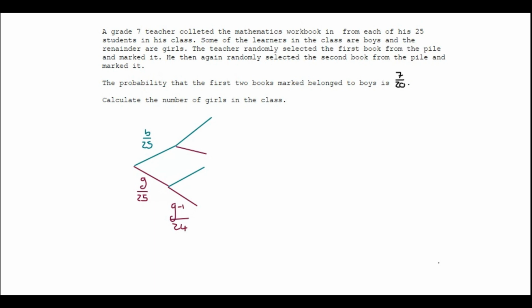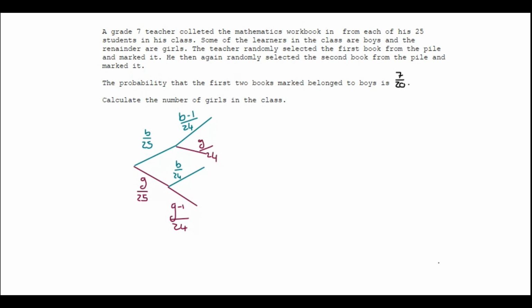If we look at the boy side on this branch, this means he took a girl's book first. So the boys haven't changed and the total would be 24. But the question says that he took a boy's book first. So we are actually operating on this side and we can forget everything we just wrote down. If he took this boy's book first, then the number of boys in the class is now less 1 because one of the boys' books is out. And the total is 24. And the girls on this branch would be the same amount of girls, because a girl's book hasn't been taken yet, and the total would be 24.